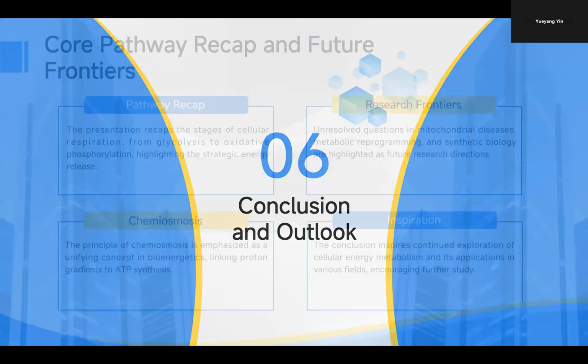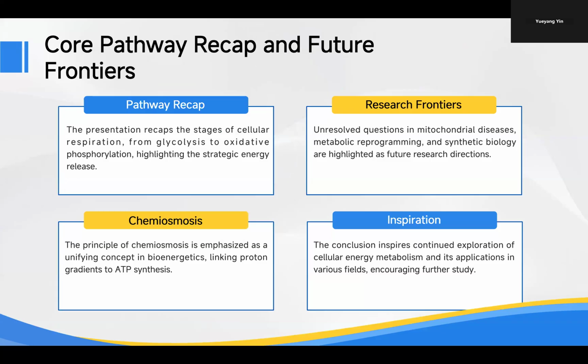So, conclusion and outlook. In summary, cellular respiration is a masterpiece of biological engineering. It strategically breaks down glucose through glycolysis, the citric acid cycle, and finally uses the electron transport chain to create a proton gradient that drives ATP synthesis via chemiosmosis.